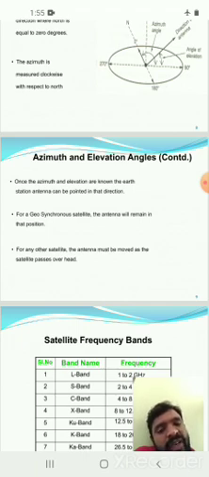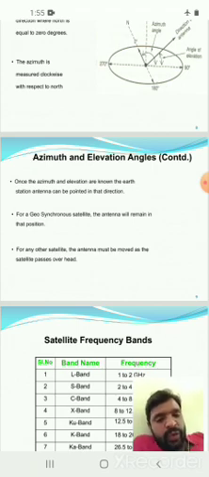For any other satellite, the antenna must be moved as the satellite passes overhead. So for non-geosynchronous satellites, the antenna must be moved as the satellite passes overhead, which is shown by the angles. These two are the azimuth and elevation angles. These two angles are used to measure the satellite direction by using longitude and latitude values.